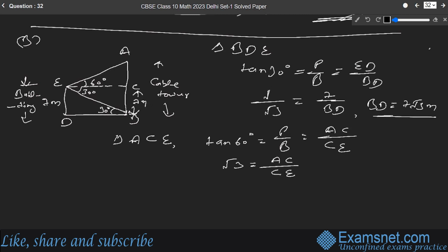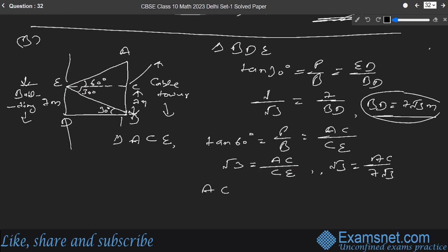As you know, CE is exactly equal to DB, and we have just calculated DB or BD as 7 root 3 meter. So CE is also 7 root 3 meter. So we can write root 3 is equal to AC, which is still unknown, divided by 7 root 3.